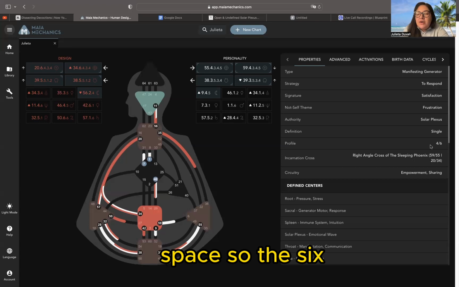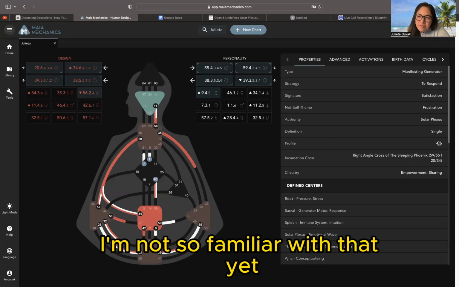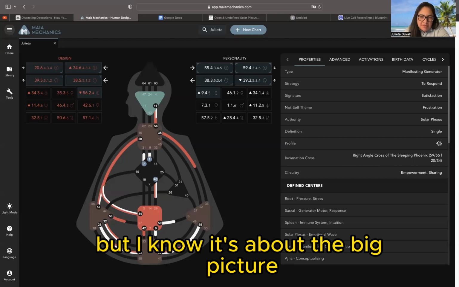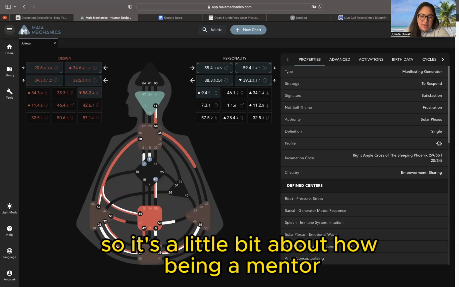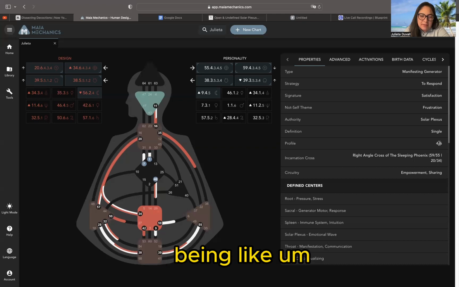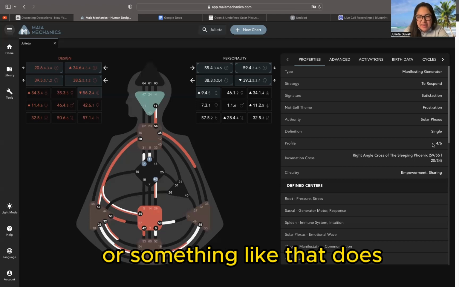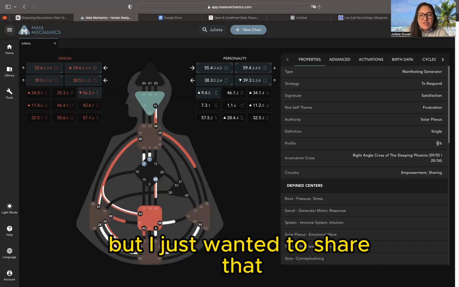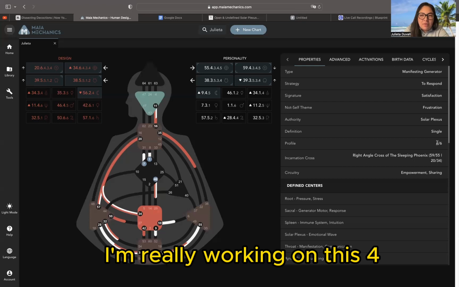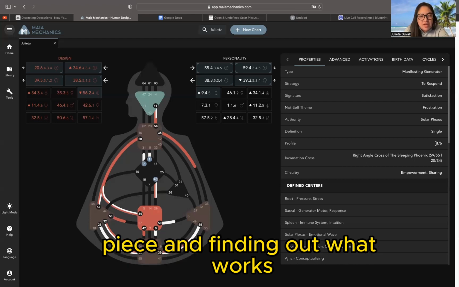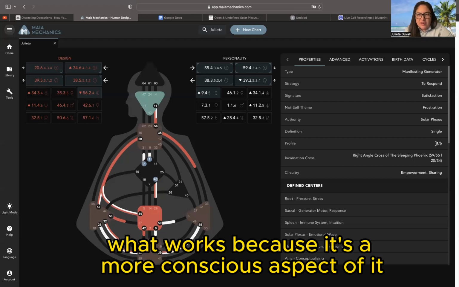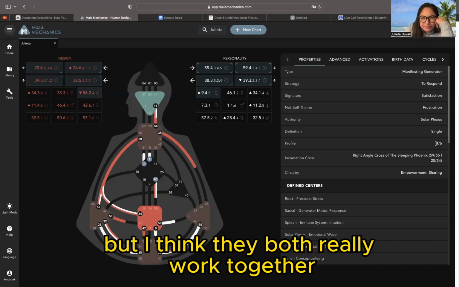So the 6, I'm not so familiar with that yet, but I know it's about the big picture. I think it's about being a mentor or something like that. So don't quote me on that, but I just wanted to share that I'm really working on this 4 piece and finding out what works, because it's the more conscious aspect of it. But I think they both really work together.